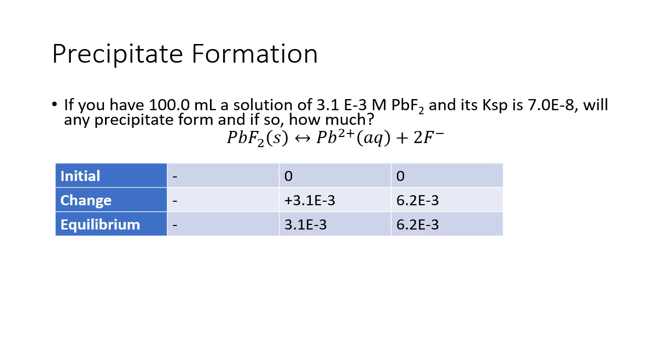So we're going to get 1 lead for every 1 lead fluoride. We're going to get 2 fluorines for every 1 lead fluoride. There we go. So we can now put that into the Q equation.